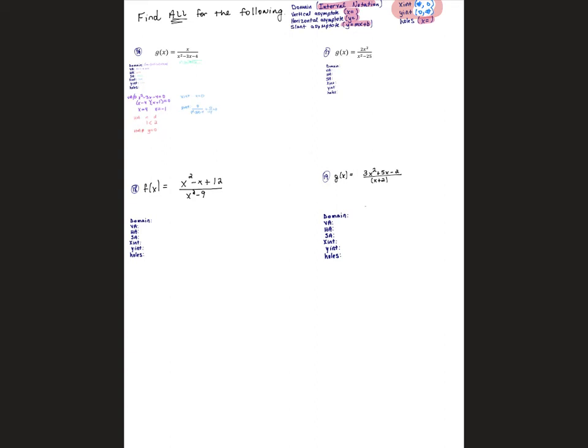For our holes, we factor the numerator and the denominator and see if anything cancels out. So I'm going to say, okay, for my hole, it's x over, and we factored it to x minus 4, x plus 1, right?